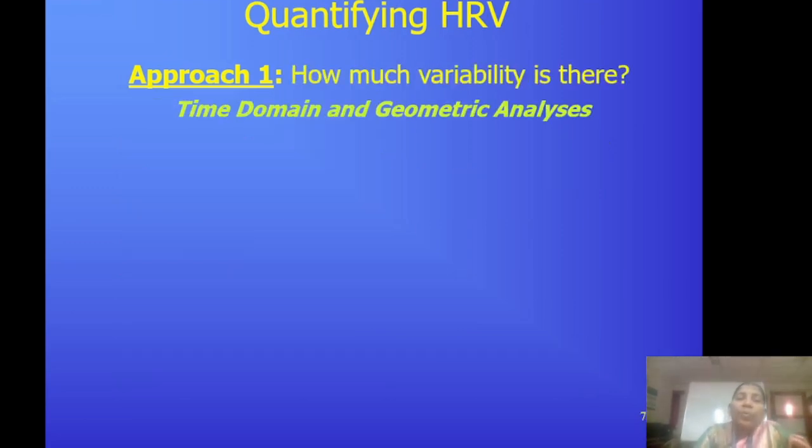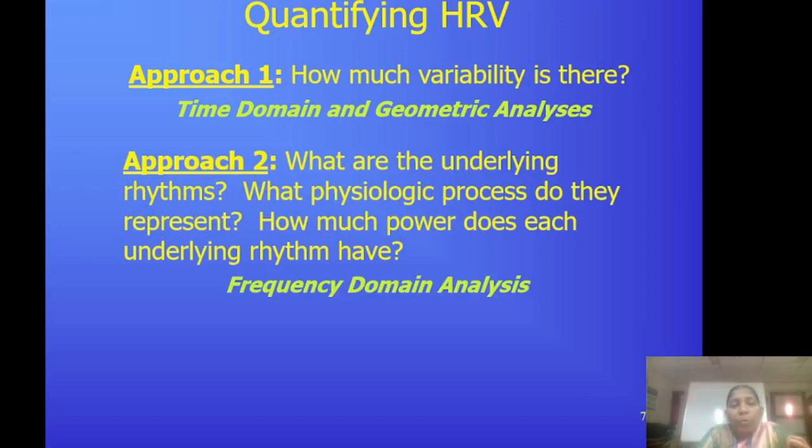In approach one, how much variability is there? That can be analyzed by means of time domain and geometric analysis. In approach two, what physiological processes do they represent? How much power does each underlying rhythm have? To infer this information, frequency domain analysis is used.